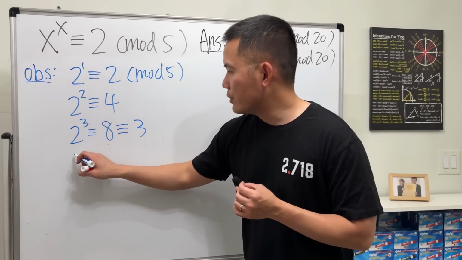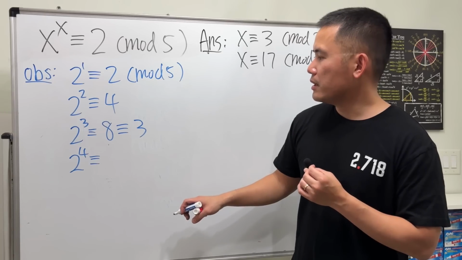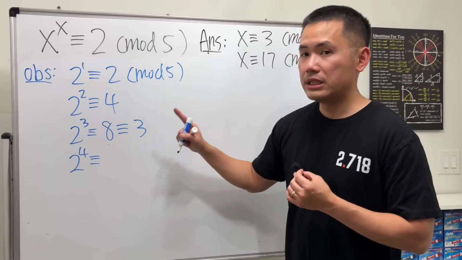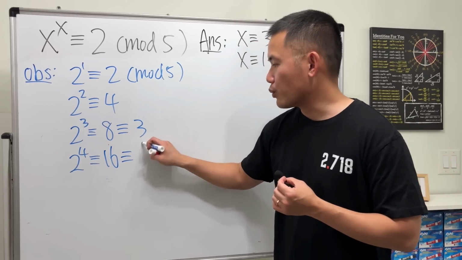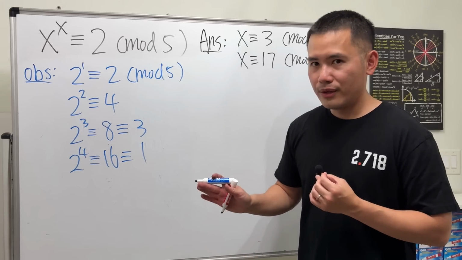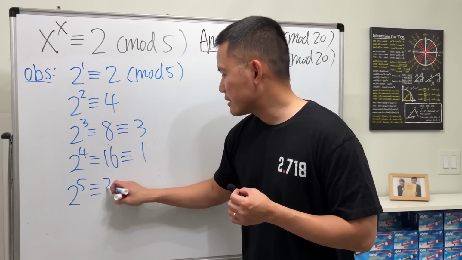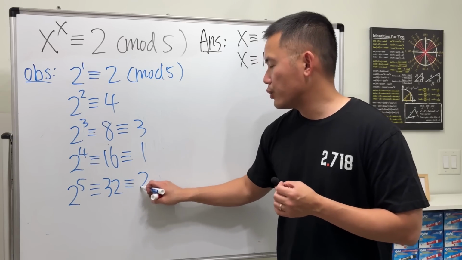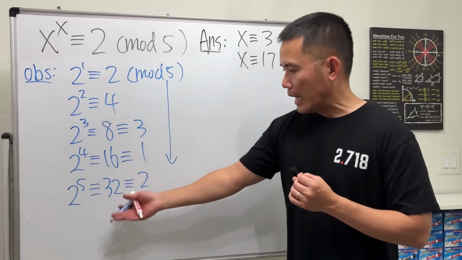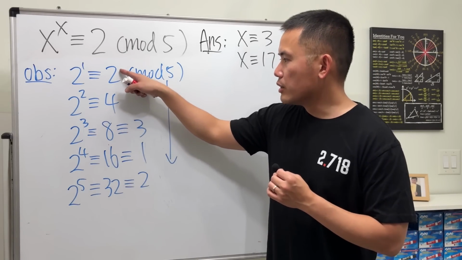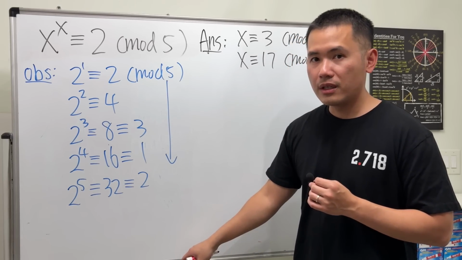Then if you do 2 to the fourth, this is just going to be 2 times that, which is 16, and you end up with 1. Now, here's the interesting part. If I keep going, 2 to the fifth power is 32, and then we will get 2 back, right? And these are all mod 5. I don't need to keep going because it's just going to be 2, 4, 3, 1, 2, 4, 3, 1, repeating.